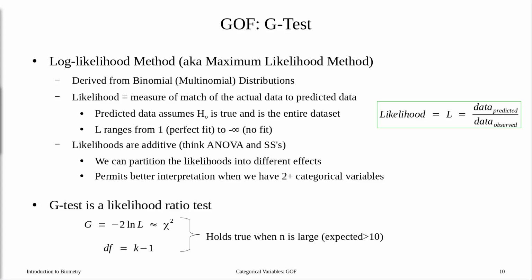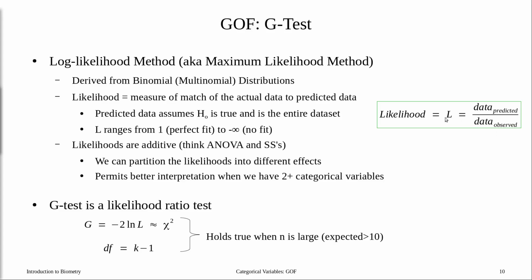The last goodness of fit test is a g-test. So a g-test is a likelihood ratio test, or a maximum likelihood method. This is a little bit different than a regular chi-square test in that it uses a likelihood ratio. So it calculates a ratio of how likely our observed data is relative to the predicted, or vice versa. We can do it in either direction. So predicted versus observed, or observed over predicted.